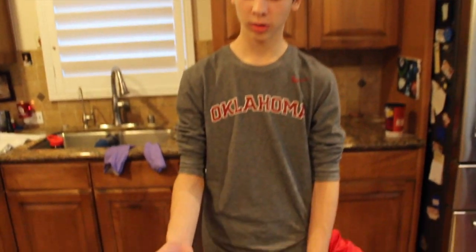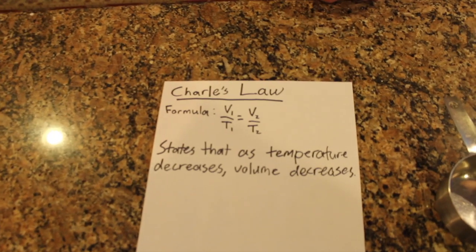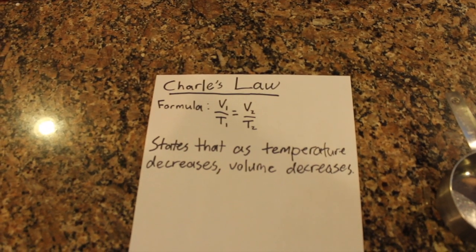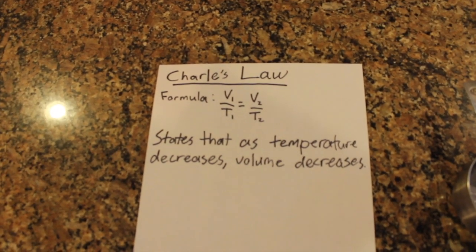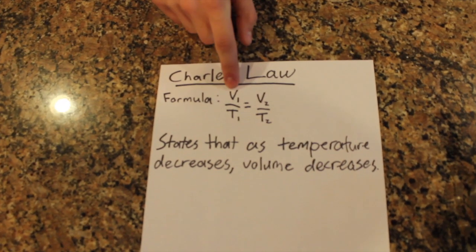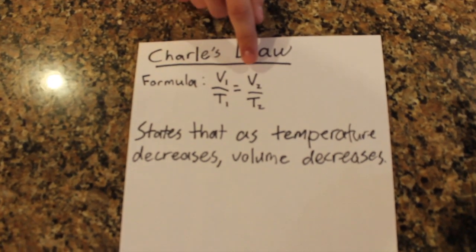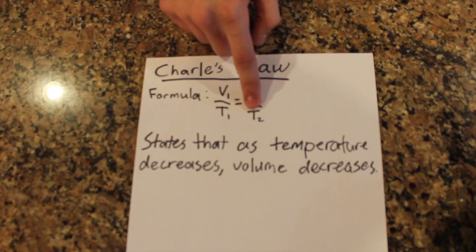Hello, I'm Luke Parmenter, and today I will be performing an experiment based on an ideal gas law. Today I'll be using Charles' law, which states that as temperature decreases, volume decreases in an ideal gas. The formula for Charles' law says that volume 1 over temperature 1 is equal to volume 2 over temperature 2.